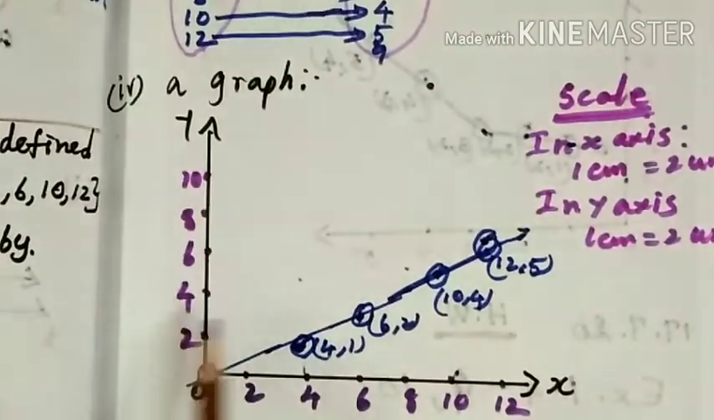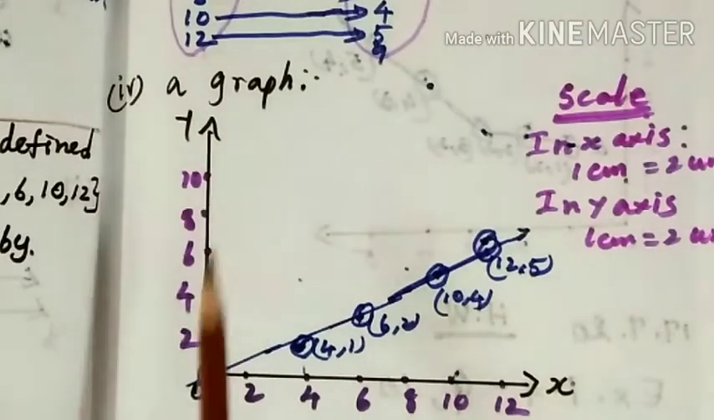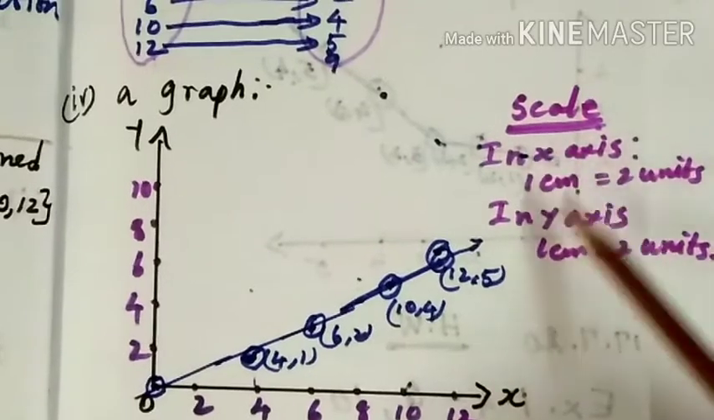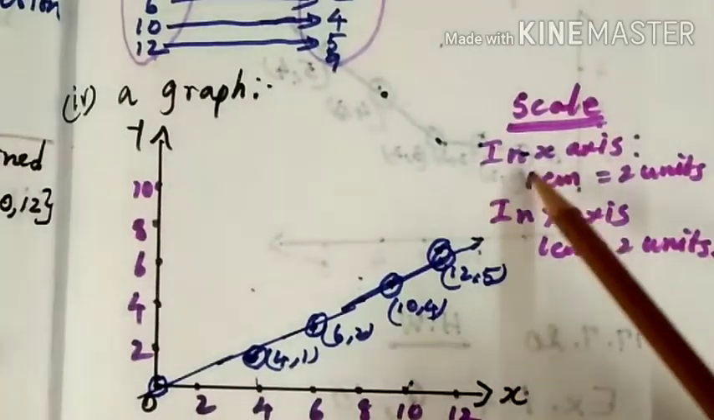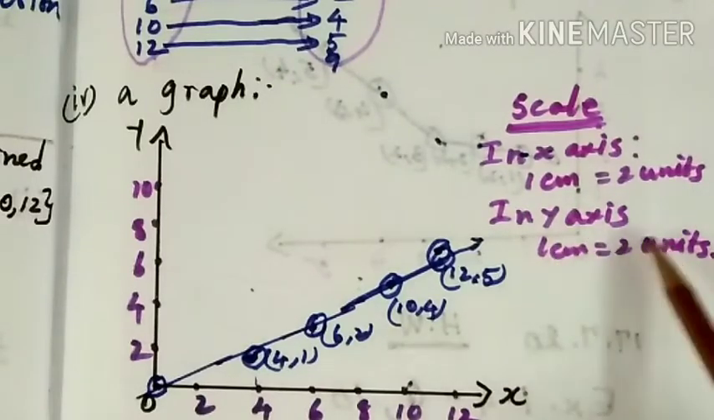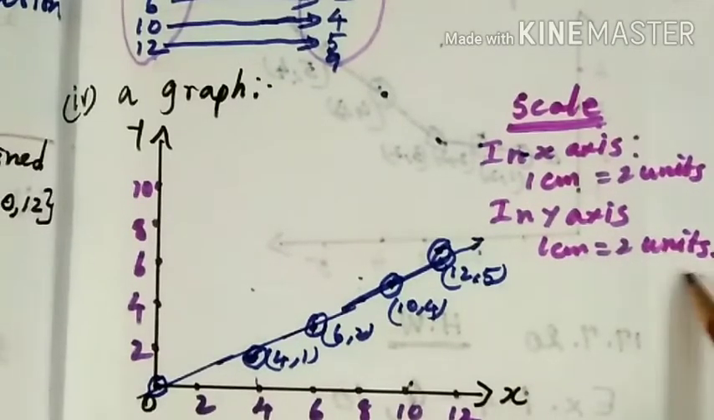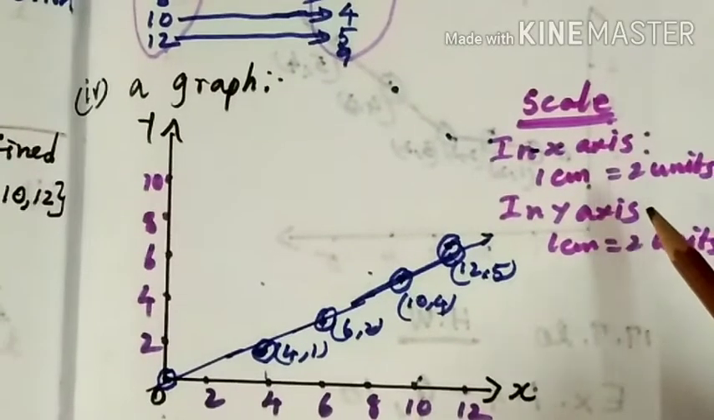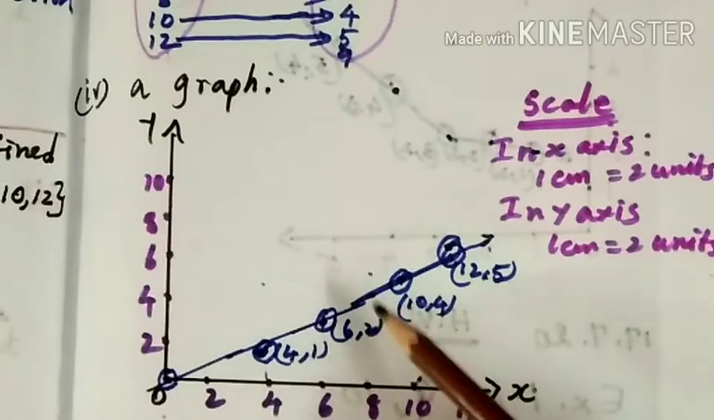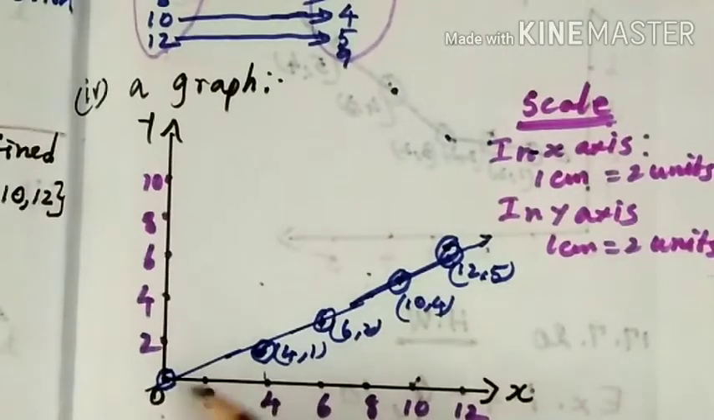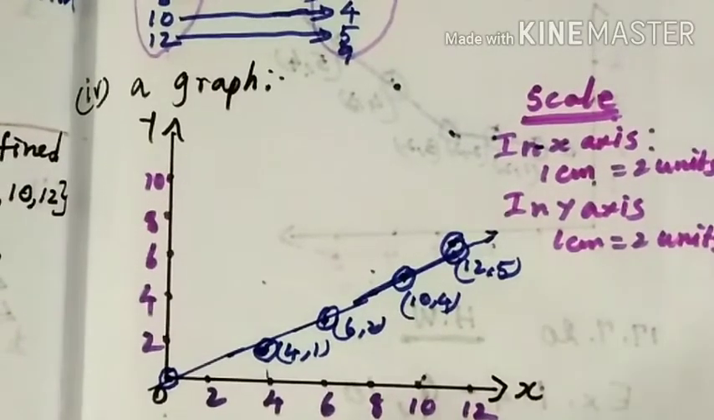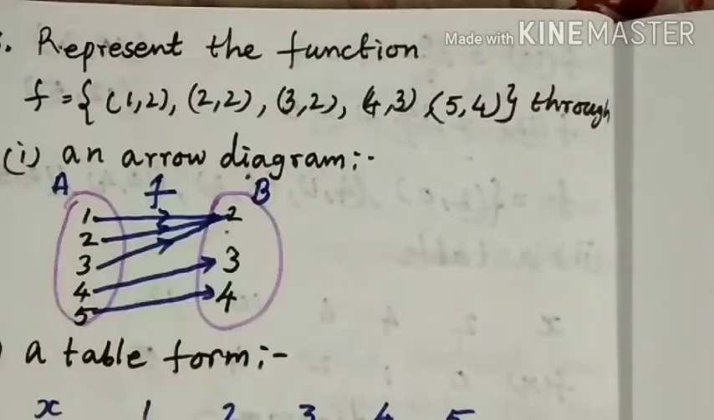Then next one, graph. Draw the first quadrant, x-axis, y-axis, origin. So in this graph, the scale we take in x-axis is 1 centimeter for 2 units, in y-axis 1 centimeter for 2 units. So you write the scale also. Now you mark the set of ordered pair points, and we get the graph like this. This is the answer for the second question.